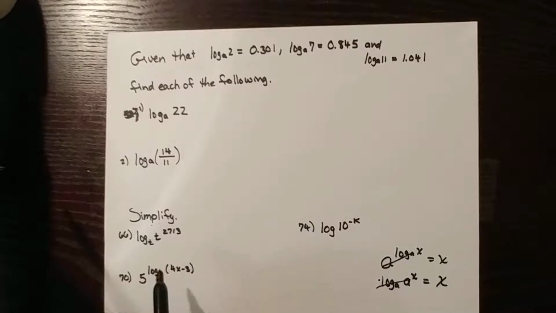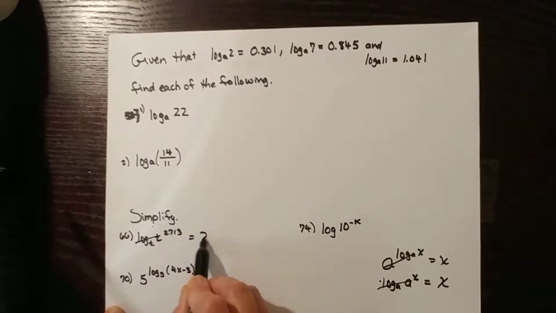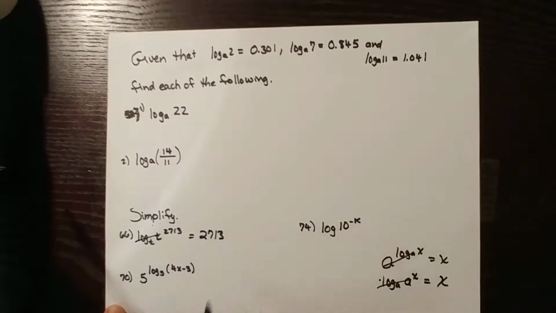So when we see these problems here, log base t of t raised to the 2,713. This is a logarithmic function being applied to an exponential. These are inverses undoing each other. This is simply equal to 2,713. Right here, this is hard to see because of my big fat marker, but 5 raised to the log base 5 of something is simply the something, 4x minus 3.